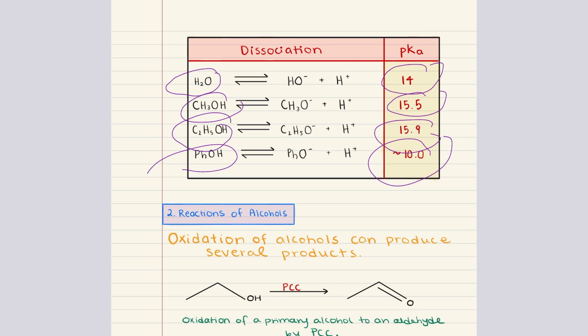This increased acidity is due to resonance stabilization, in which the conjugate base of phenol is able to delocalize the electron density. So when phenol loses a proton, the negative charge on oxygen is delocalized across the benzene ring, making the ion more stable and the acid stronger.